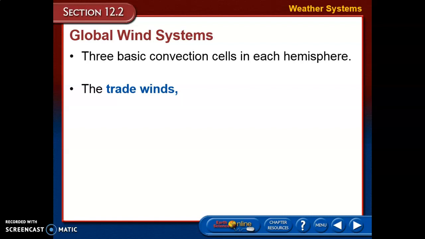And the first kind of convection cell is called the trade winds. It starts at the equator and goes right above the equator and right below the equator. And it's called trade winds for a reason. It's because these are the winds that sailing vessels use to go everywhere, from the new world or from the old world to the new world.